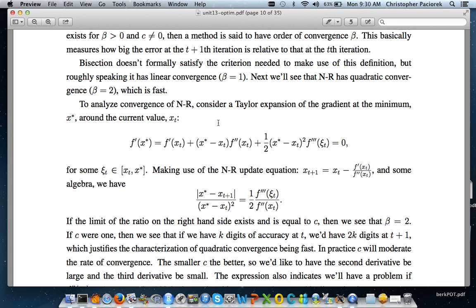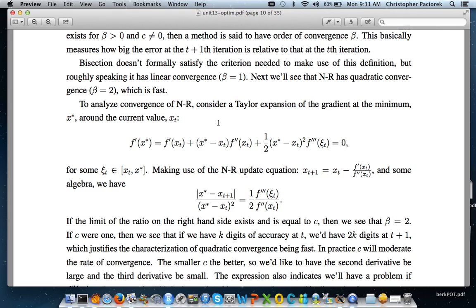The reason for doing the particular algebra that one does is that one gets a form of the equation like we had, where we've got this over epsilon t to some power. And from this approximation, we can see that it looks like this. So here we've got epsilon t plus 1. Here we've got epsilon t squared. So that says that beta is 2 for Newton-Raphson.